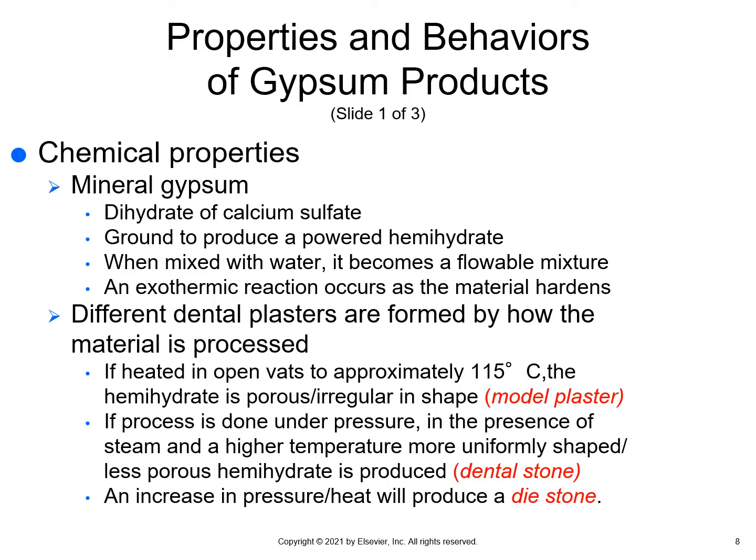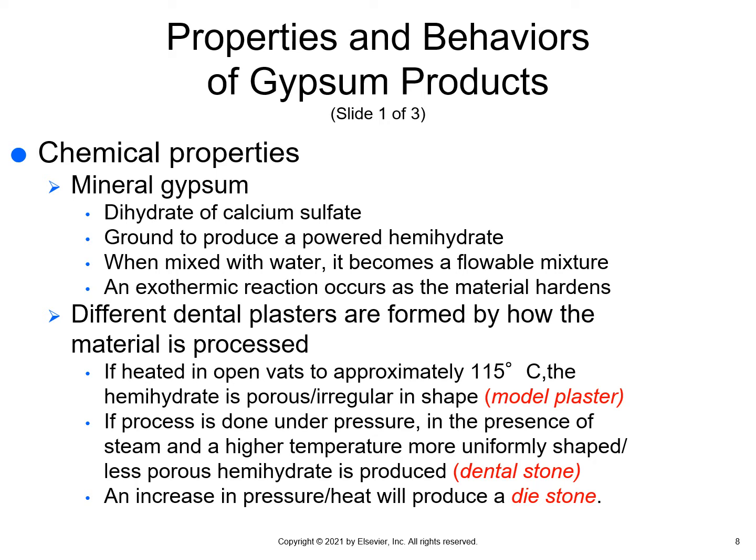Some of the properties and behaviors of gypsum products are the chemical properties. The mineral gypsum is actually a dihydrate of calcium sulfate. This mineral is ground to produce a powdered hemihydrate, and when mixed with water, it becomes a flowable mixture. When that mixture happens between the water and the hemihydrate gypsum, there's an exothermic reaction where heat is given off as the material hardens or cures.